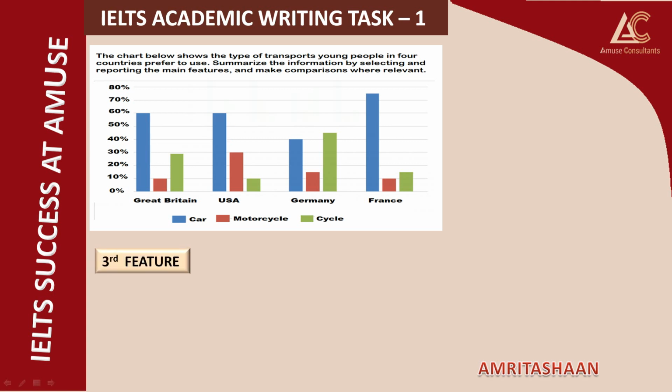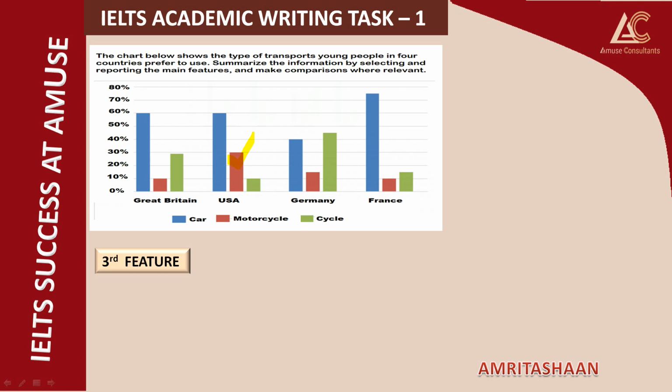Coming to the third feature. Now we can talk about motorcycle. And for motorcycle, you can see that it is in USA, where around 30% of youth take it for commuting. Information related to motorcycle is that 30% of the young generation in USA drive motorcycle, and this figure is approximately half of the craze for cars.